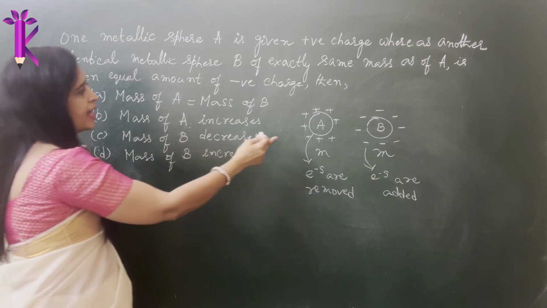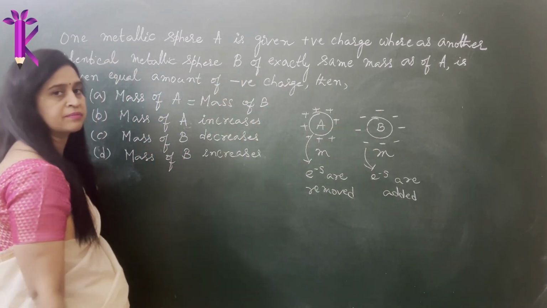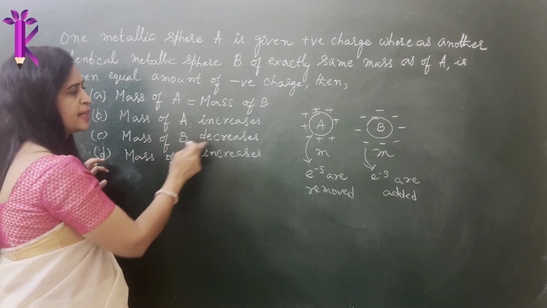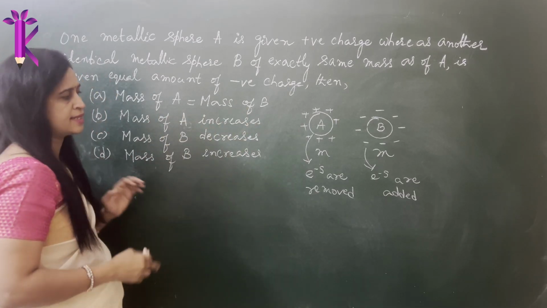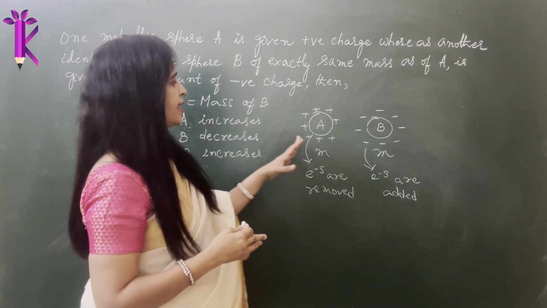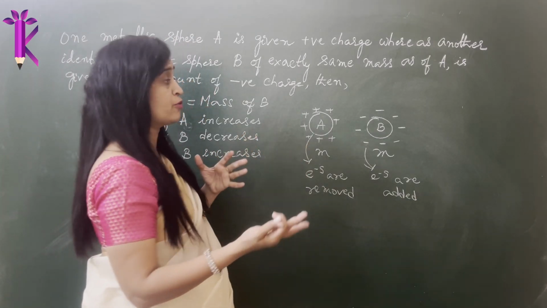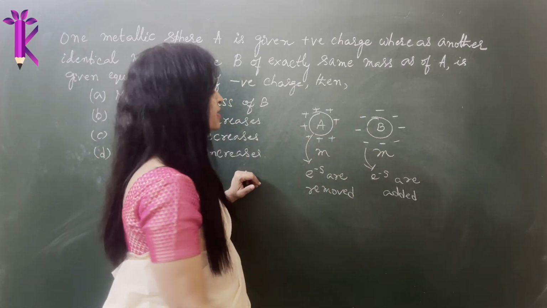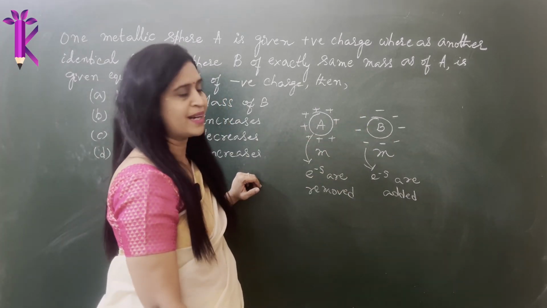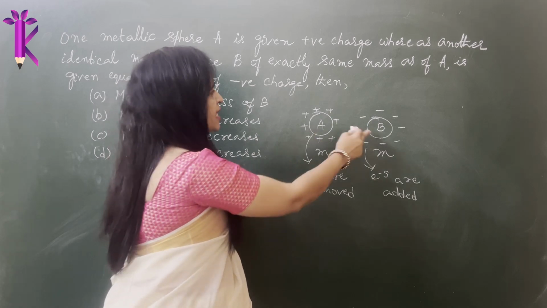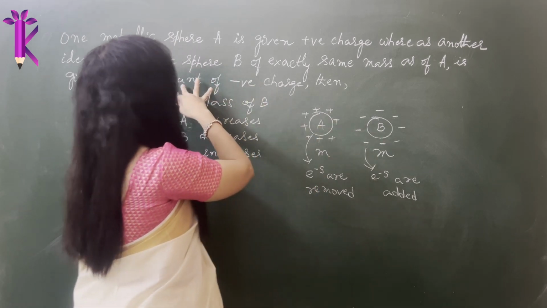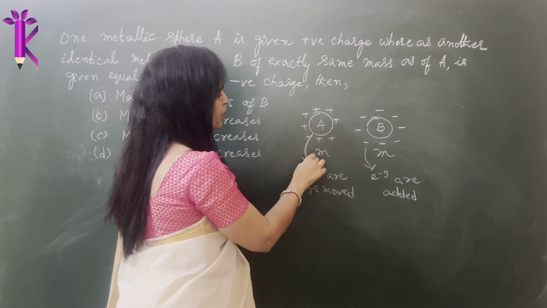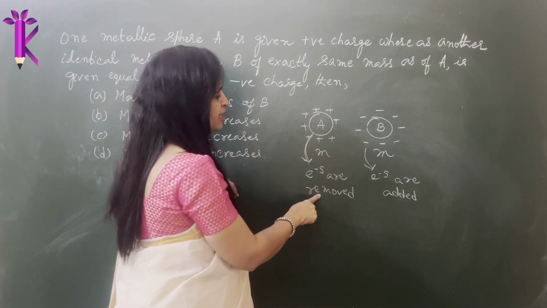Will the mass of A be the same as the mass of B? Okay, will the mass of A increase, or will the mass of B decrease? Will the mass of B increase? Now you might feel it would still be the same, because you're adding an equal amount of electrons and you have removed an equal amount of electrons here. They say you are giving an equal amount of negative charge, which means you have removed an equal amount of electrons from here. So some electrons are removed.